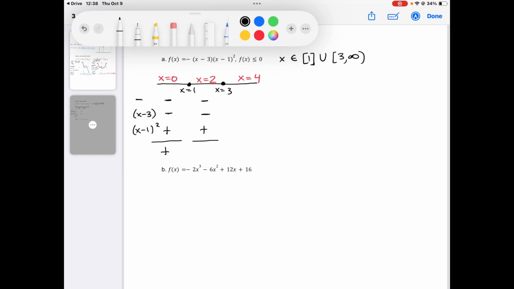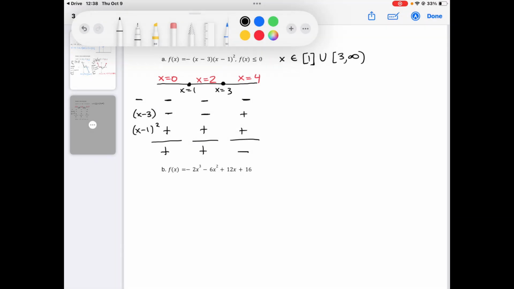That means that in this interval, my function is also positive as well. In the last one, I'm substituting in 4. I have a negative for my negative 1, a positive for 4 minus 3, and then a positive here. So that means that my function is negative on this interval.